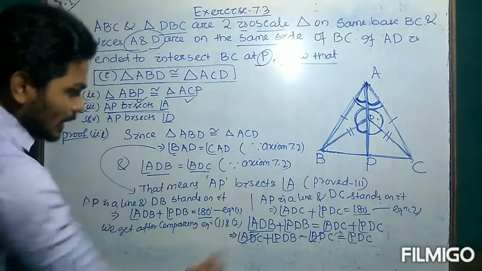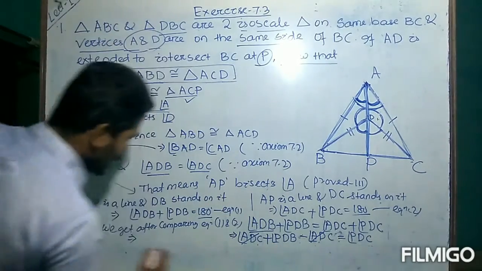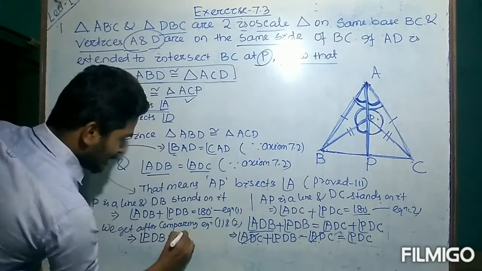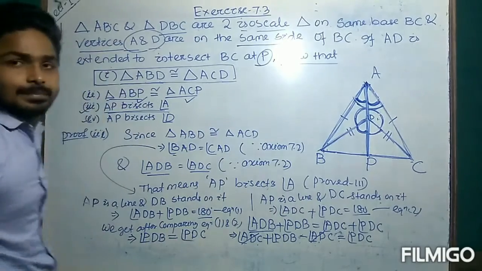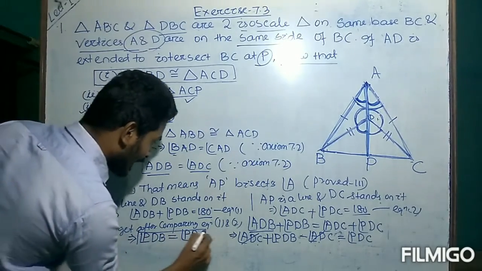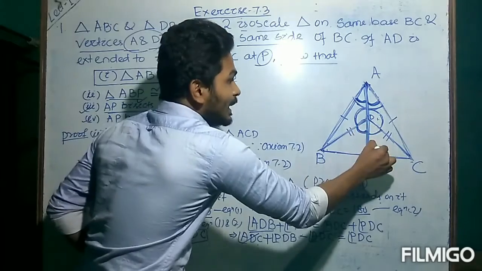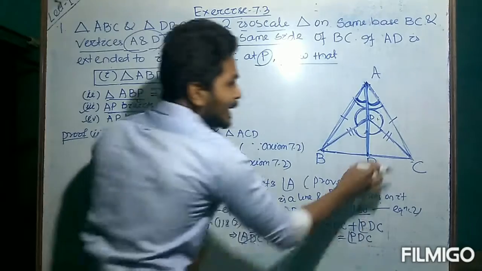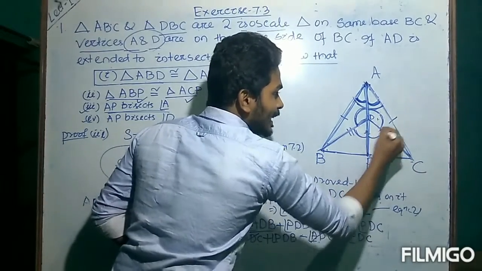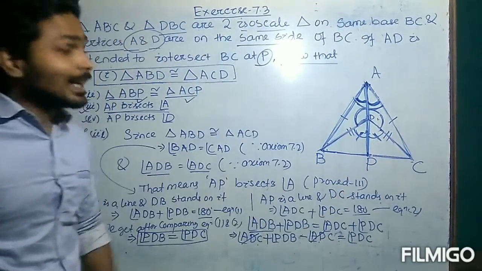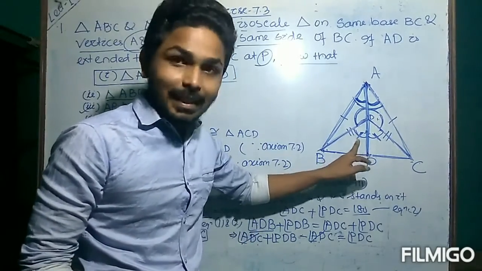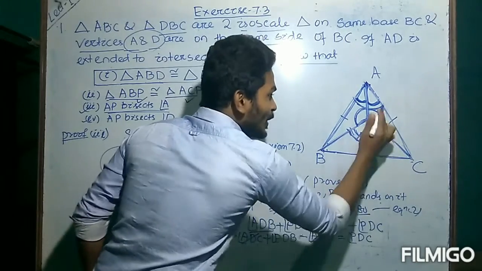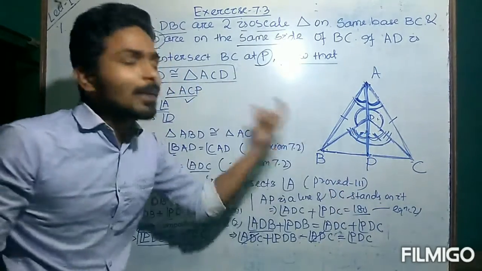So what is left? The final result that is left is PDB is equal to what? PDC. What we have found? We have found PDB, that means this angle is equal to PDC, this angle. So this angle is equal to this angle. It means what? Tell me, it means what? This angle is equal to this angle. It means the total angle D is divided into two equal halves. This is the first half and this is the second half, and these two halves are equal.